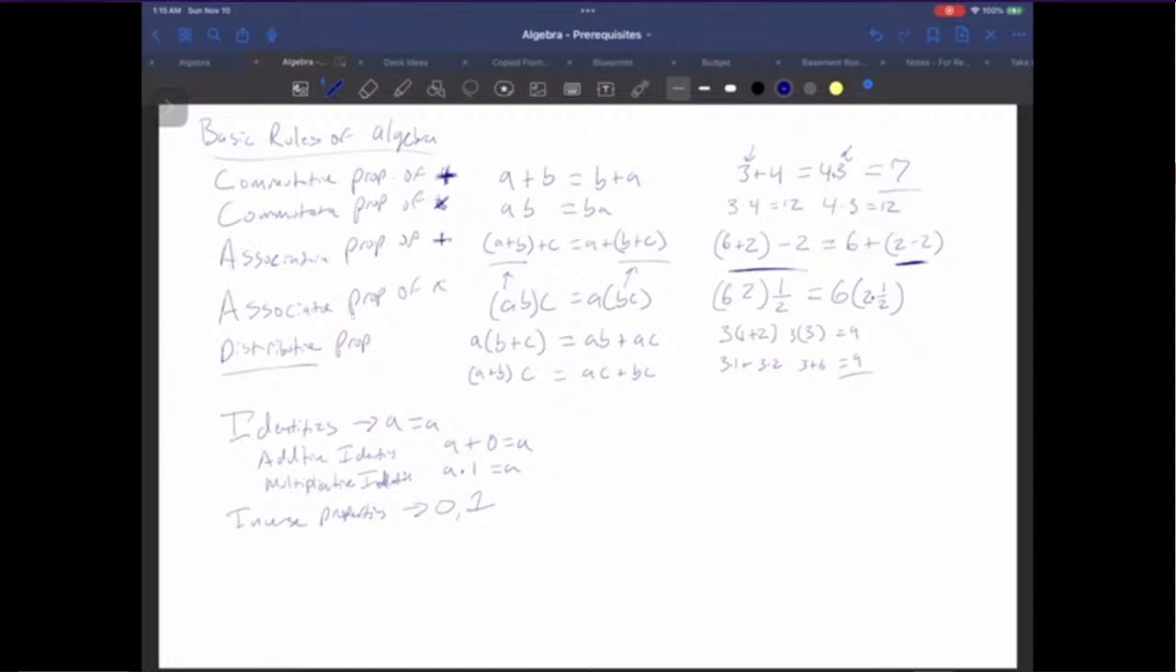The inverse properties are similar. The additive inverse is that A plus negative A is equal to 0. And the multiplicative inverse is that A times 1 over A, which is the same as A divided by A, is equal to 1. But remember, A cannot equal 0. Okay?